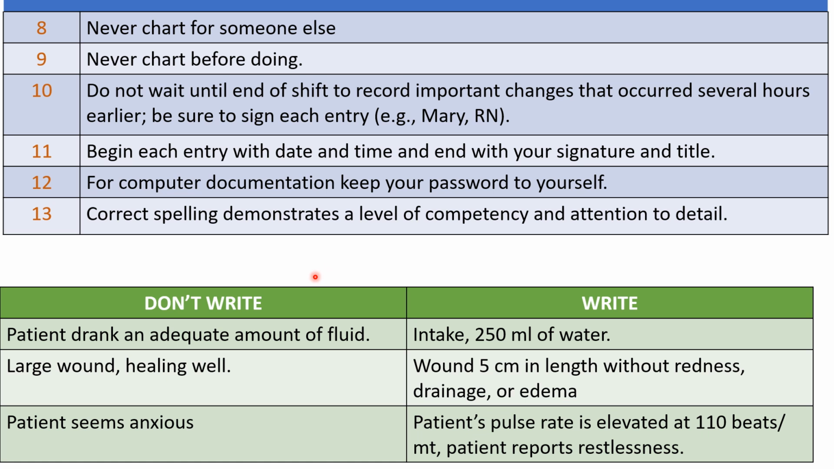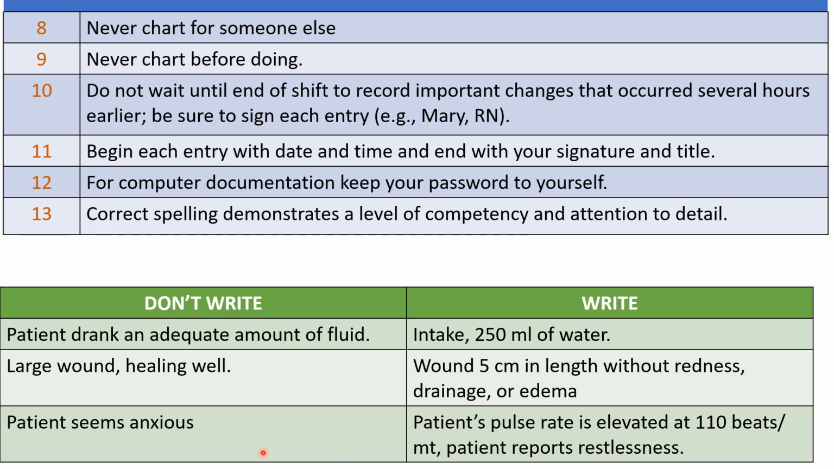There are certain things we should not write and what you should write. Things like "patient drank an adequate amount of fluid." Here it is not clear how much the patient drank, so you have to write "intake 250 ml of water." And never write "wound healing well." It's not clear. Instead you need to write "wound 5 centimeter in length without redness, drainage or edema."